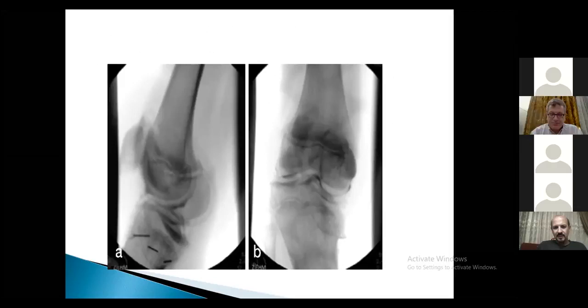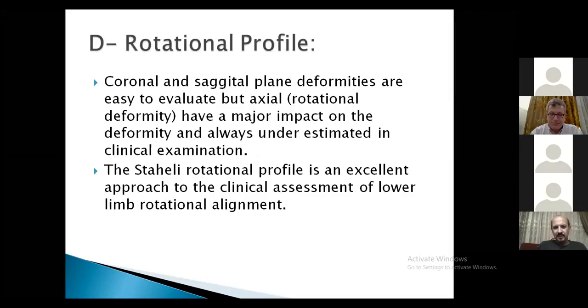Number D, rotational profile. Coronal and sagittal plane deformities are easy to evaluate, but axial rotation has a major impact on the deformity and is always underestimated in clinical examination. So, like my colleague Ahmed Sabit said, rotational deformity has an impact on the patient and is underestimated in clinical examination, also in the literature.